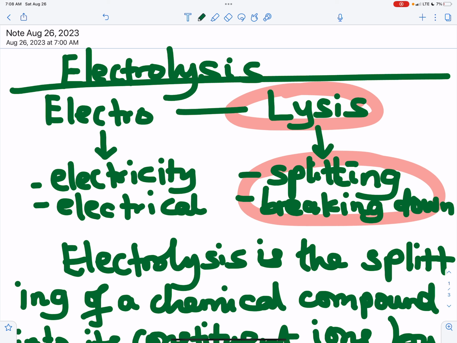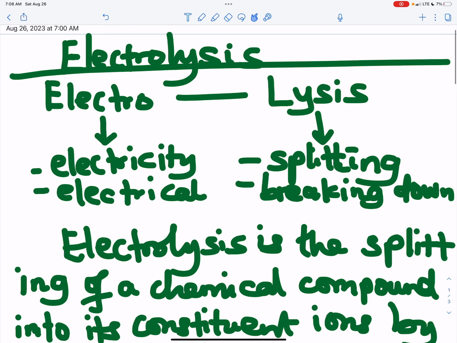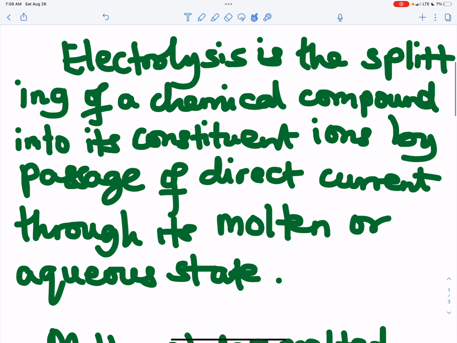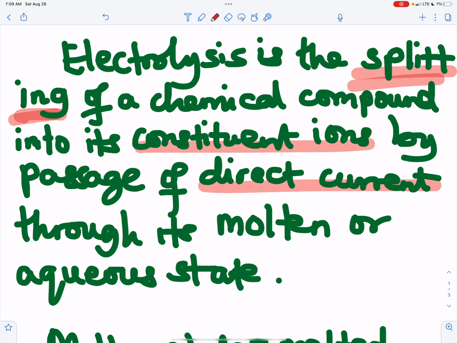Electrolysis means the splitting or chemical breakdown of a compound into its positive and negative ions by passage of direct current through its molten or aqueous solution. Electrolysis is the splitting of a chemical compound into its component ions, that's positive ions and negative ions, by passage of direct current through its molten or aqueous state.